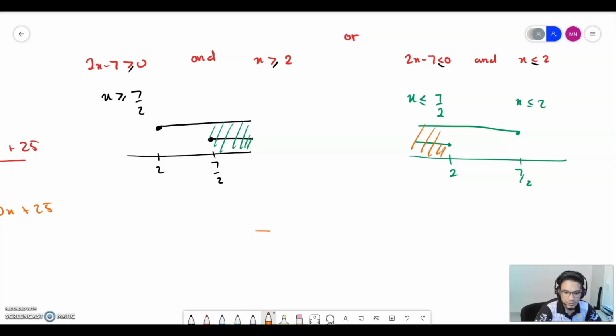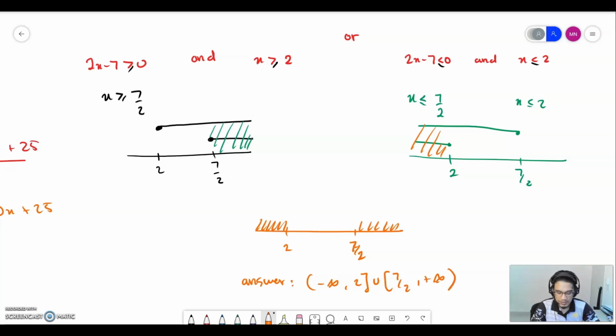Then we bring those two together, then we should have 2 and 7/2 with a relationship of OR. So our answer will be this region. We write our answer as negative infinity until 2, union 7/2 until positive infinity. So that's all for this section, inequality.